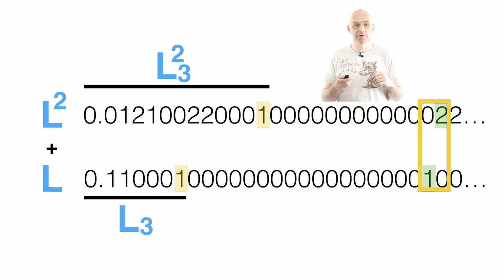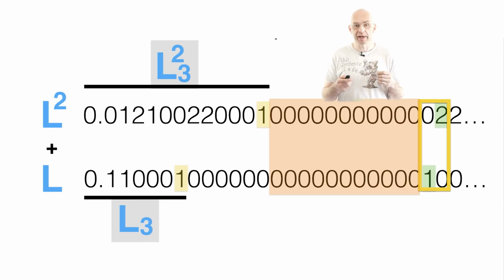Also, as we move towards the right, the gap of zeros in front of the green digits gets as large as you wish. Given this gap of zeros, it is clear that when we add up L3 and L3 squared, none of the green digits or beyond will add to the sum within L squared. And so the digits of the approximation will all be correct.